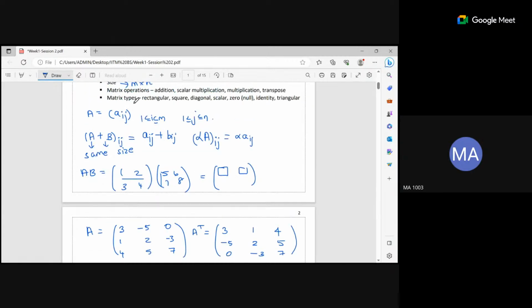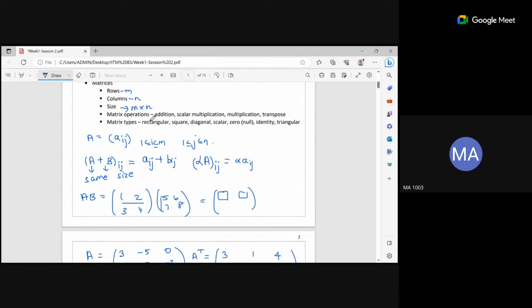And then what are the matrix types? In general, any matrix is a rectangular matrix, so there is nothing specific about a rectangular matrix. All matrices you can call rectangular. But what is a square matrix? If the number of rows and the number of columns are the same, that is, if m is equal to n, then it is called a square matrix.